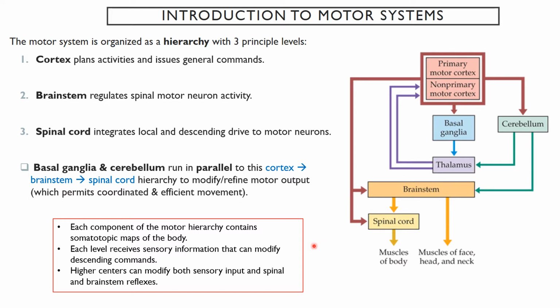Each level can receive sensory information that can modify descending commands. And the higher centers can modify both sensory input and spinal and brain stem reflexes as well. So just because there are reflexes that occur, there can be modification from the higher motor control areas, like in the primary motor cortex.